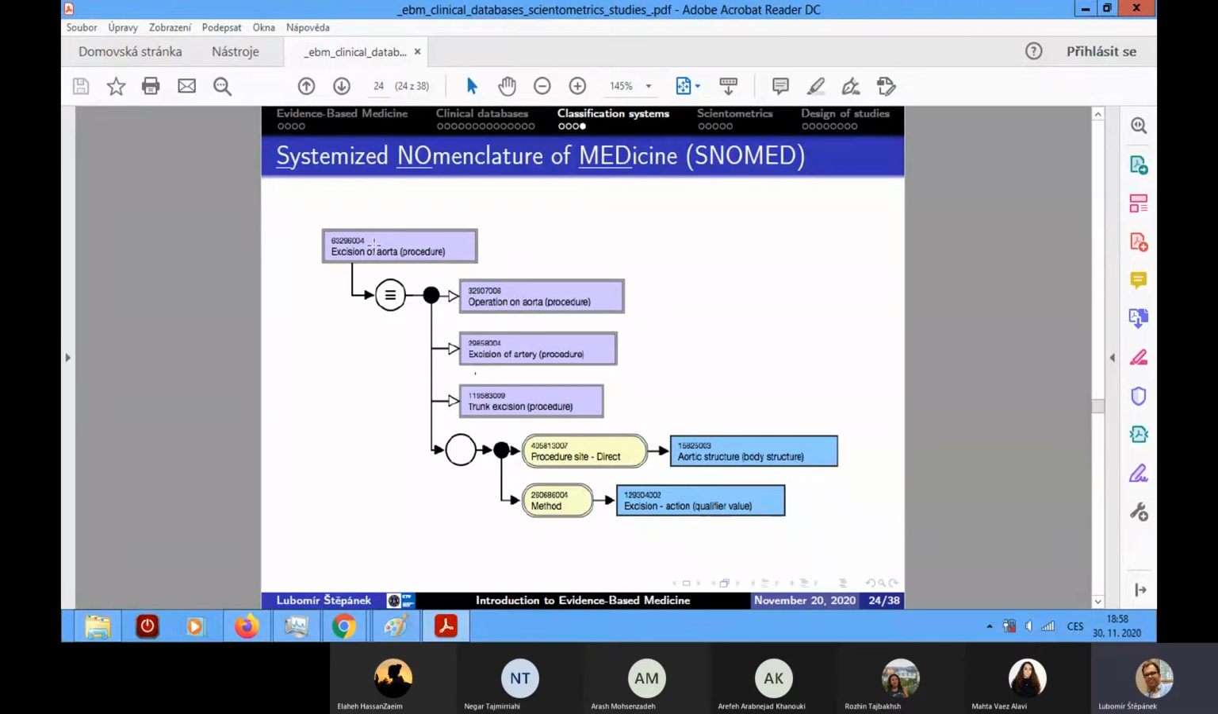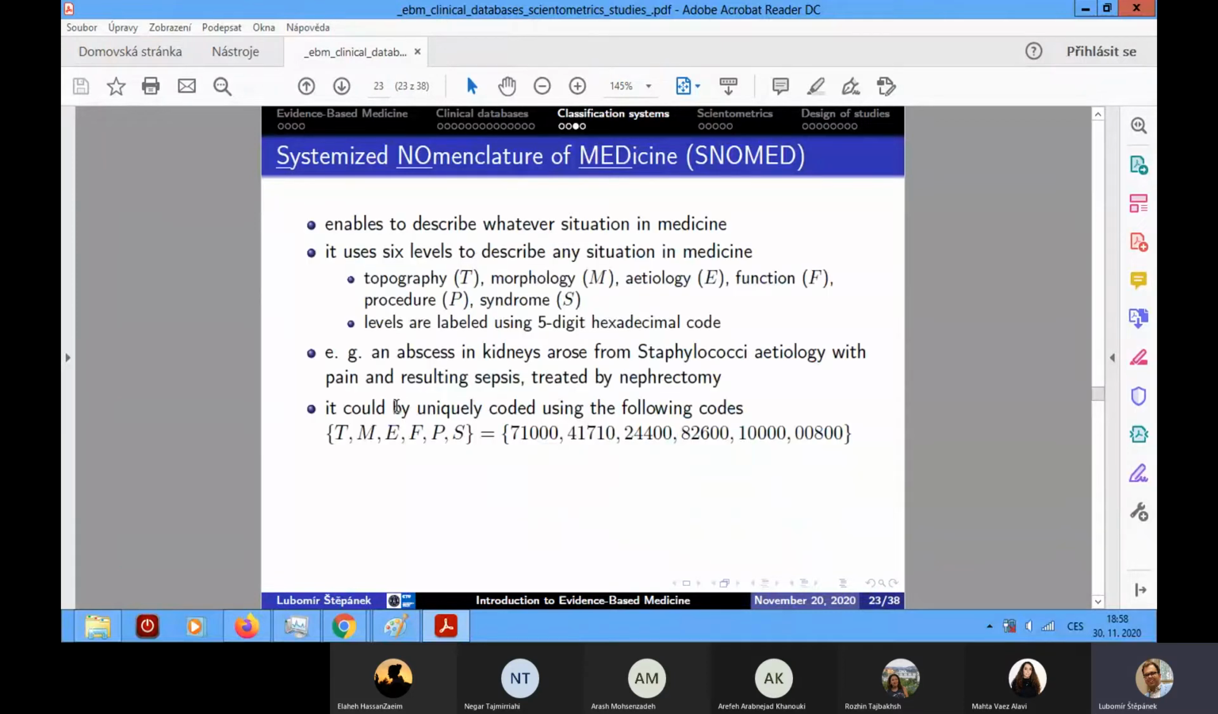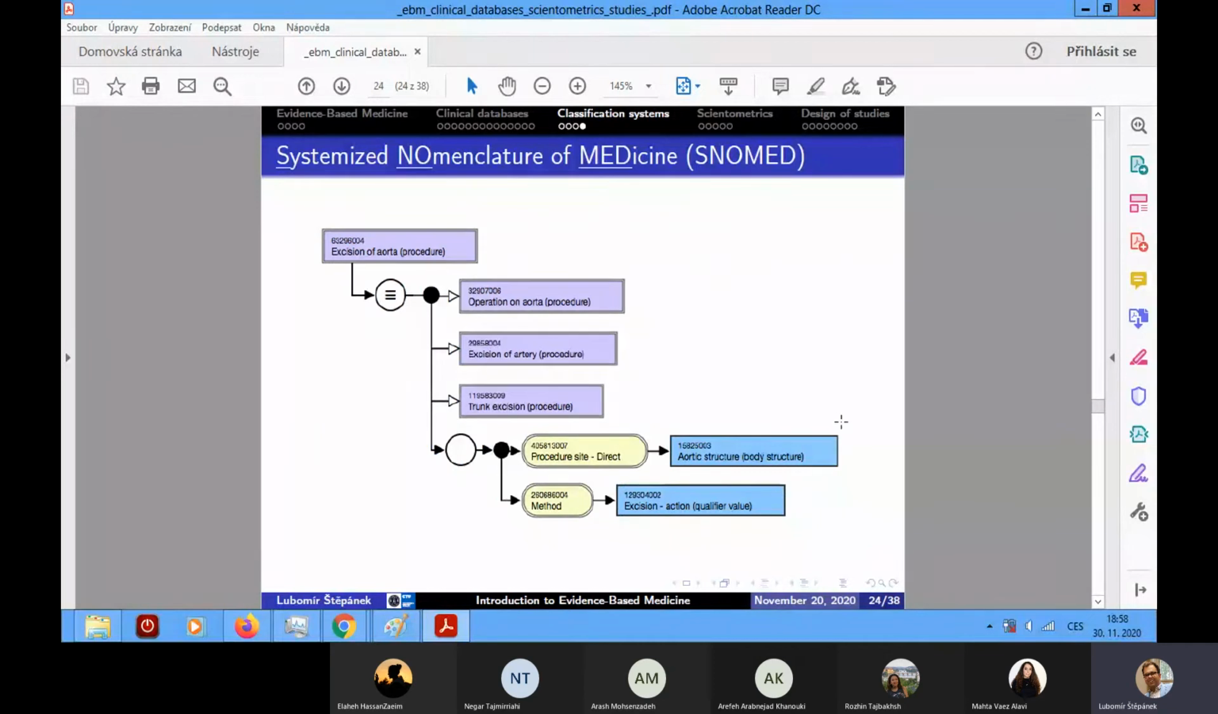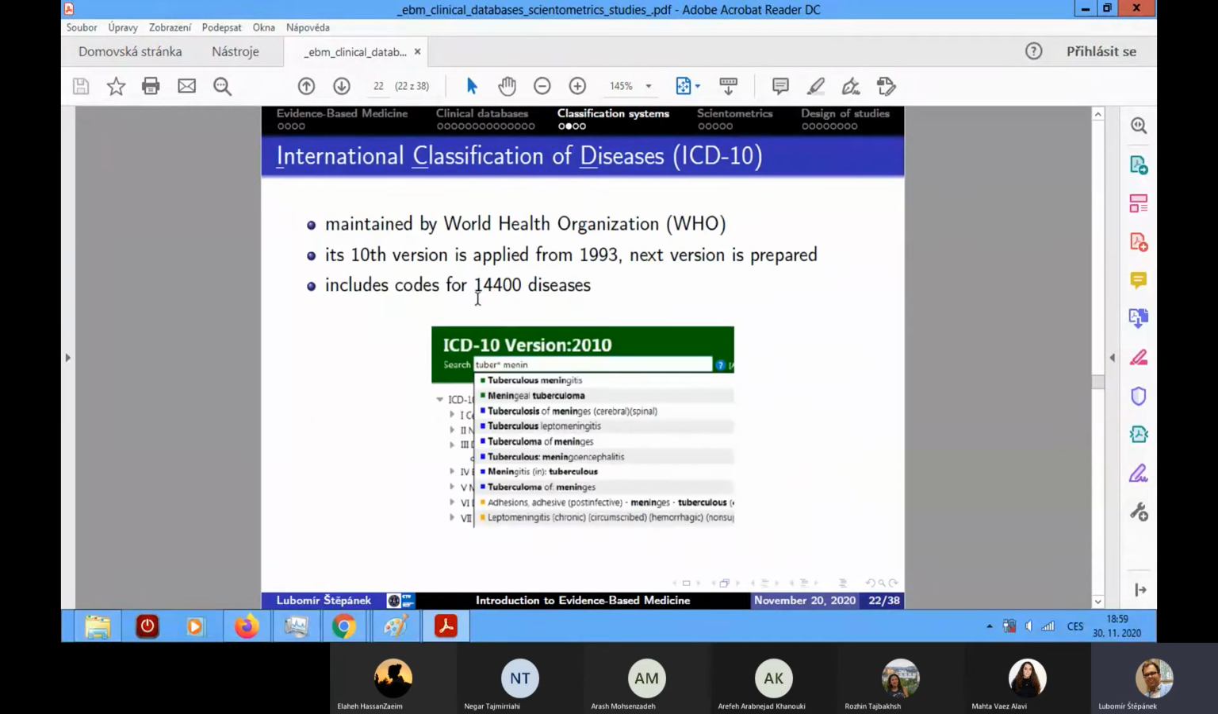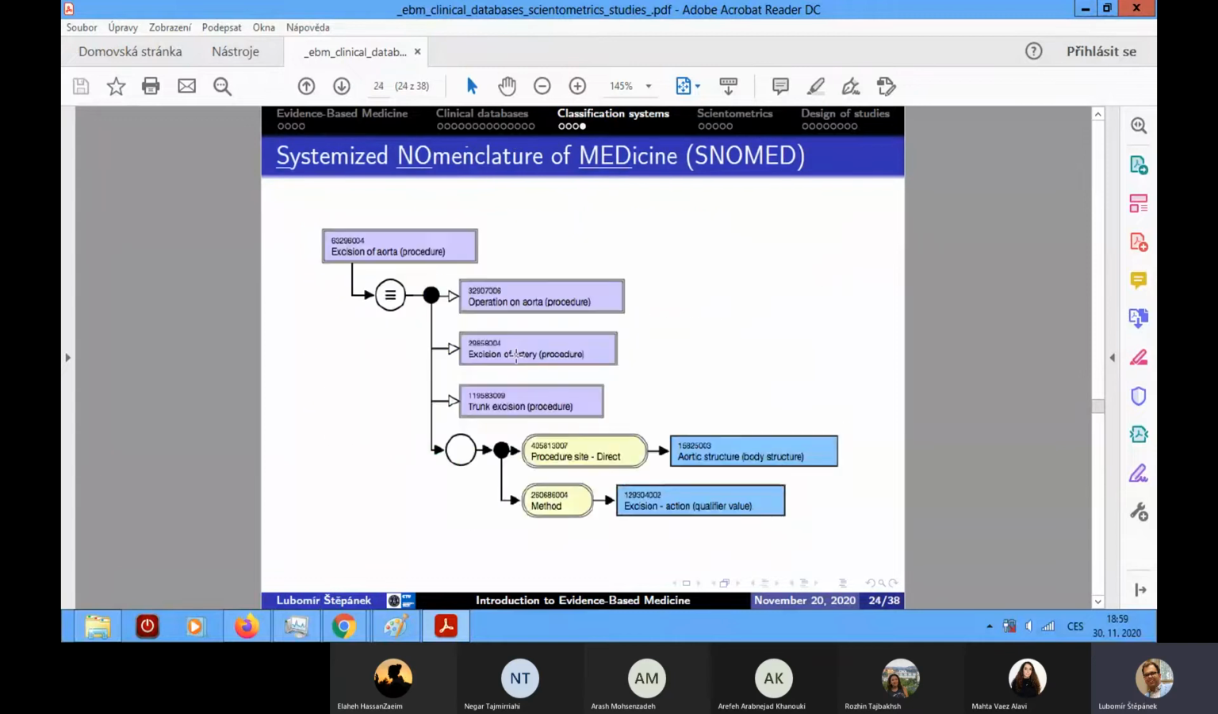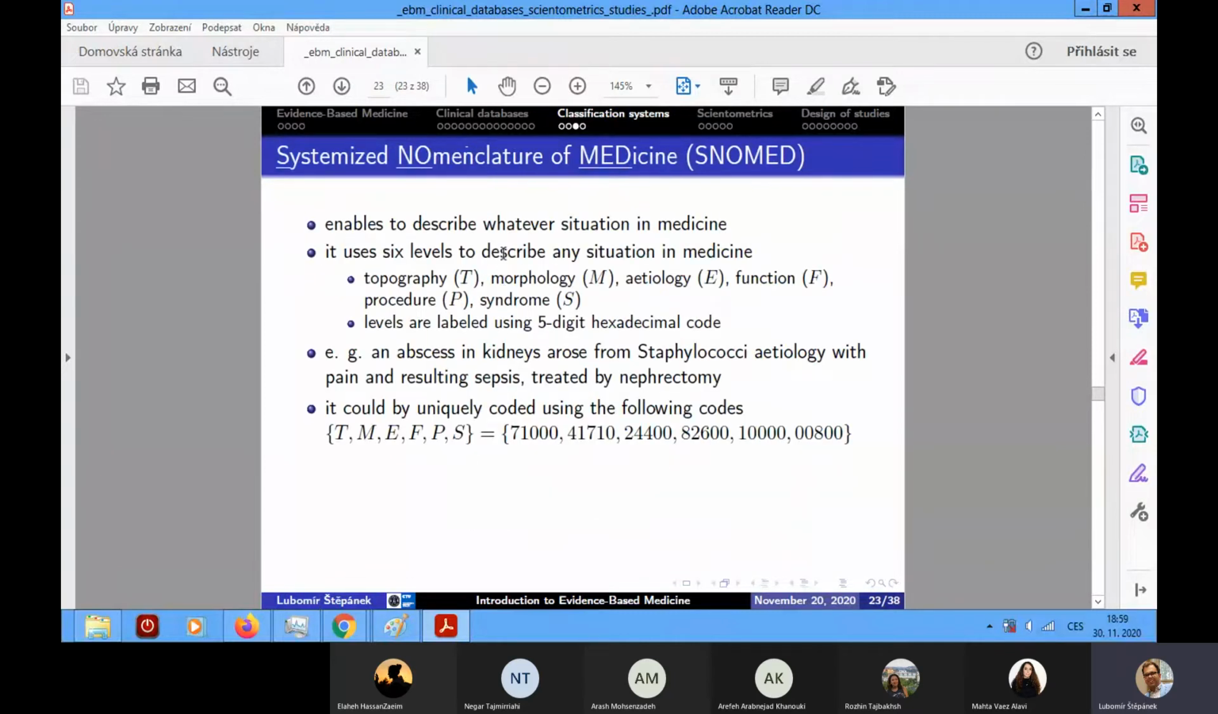I think it's still hardly used in practice now, but it's implemented. It's re-implemented, maybe it's better to say. I think it's going to start very soon, because it's really handy. It will be complex, but medicine is complex, of course, so we need to use complex systems. Definitely ICD is okay for coding diseases, why not, but we can still describe this also by SNOMED.